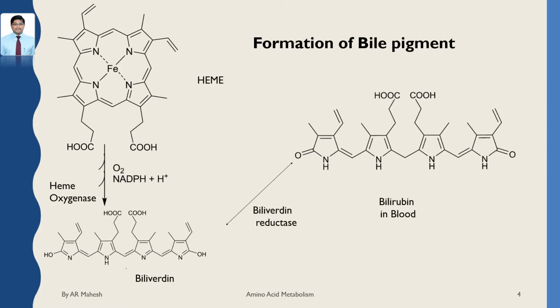Pigments are formed from heme, and this is the structure of heme, which in the presence of the enzyme heme oxygenase gets converted to biliverdin. Biliverdin in the presence of the enzyme biliverdin reductase gets converted to bilirubin, and this takes place in the blood.